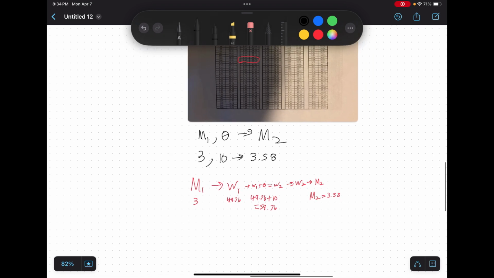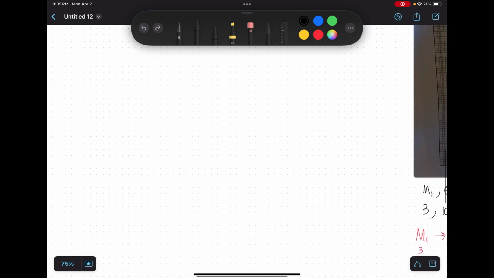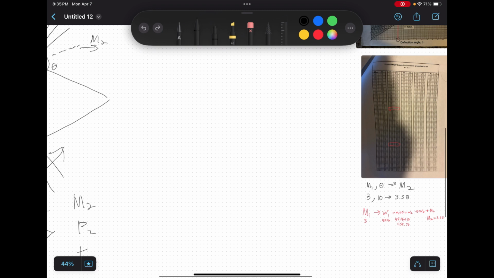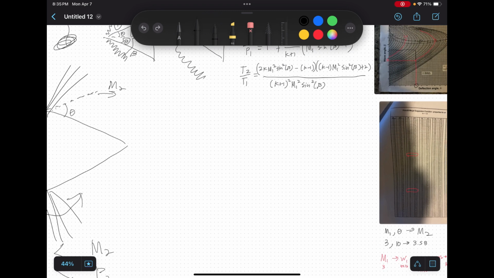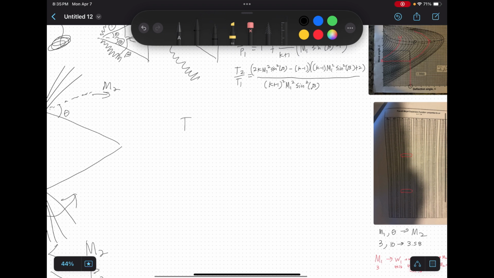So you can see our Mach number increased. It went from 3 to 3.58. Cool. So that's our Mach 2. Okay, and then what equations do we have? We have temperature and pressure. So let's do temperature.